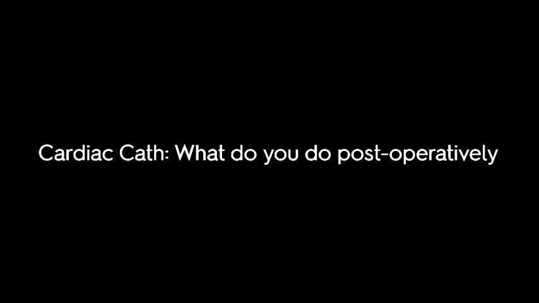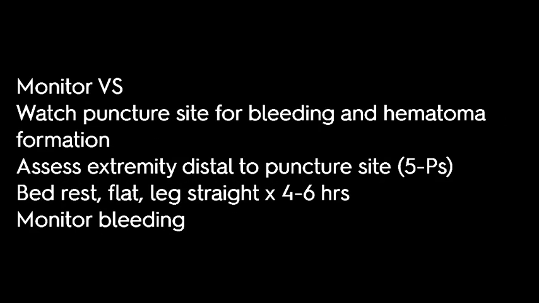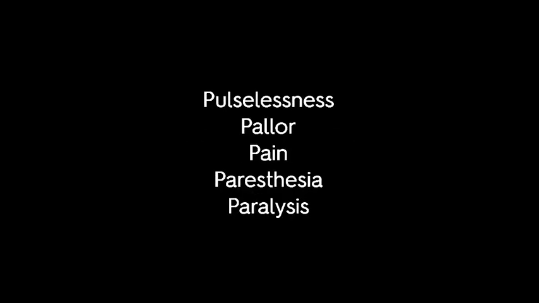Cardiac cath, what do you do post-operatively? Monitor vitals, watch puncture site for bleeding and hematoma formation. Assess extremity distal to puncture site. Bed rest, flat, leg straight x 4 to 6 hours. Monitor bleeding. What are the 5 P's? Pulselessness, pallor, pain, paresthesia, paralysis. What must the client report ASAP?